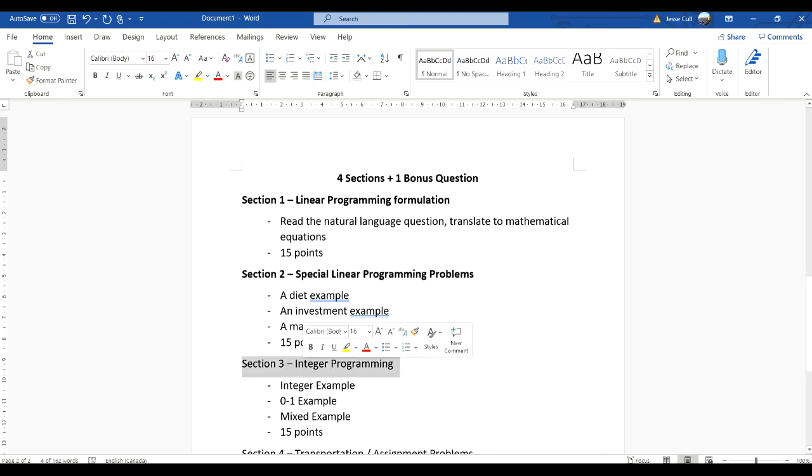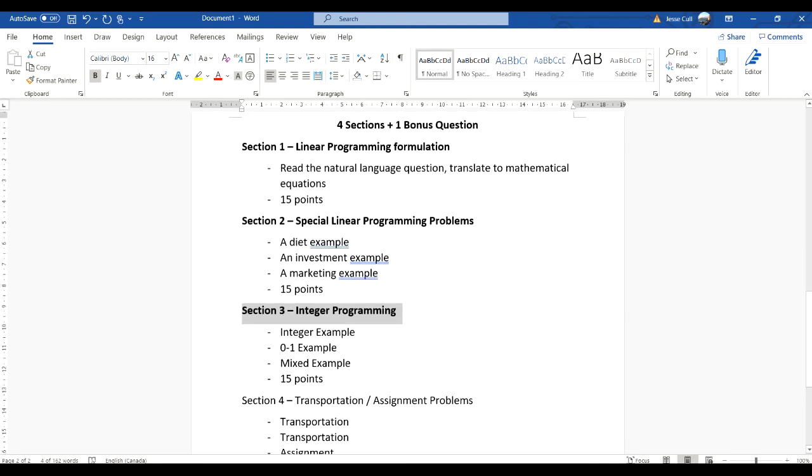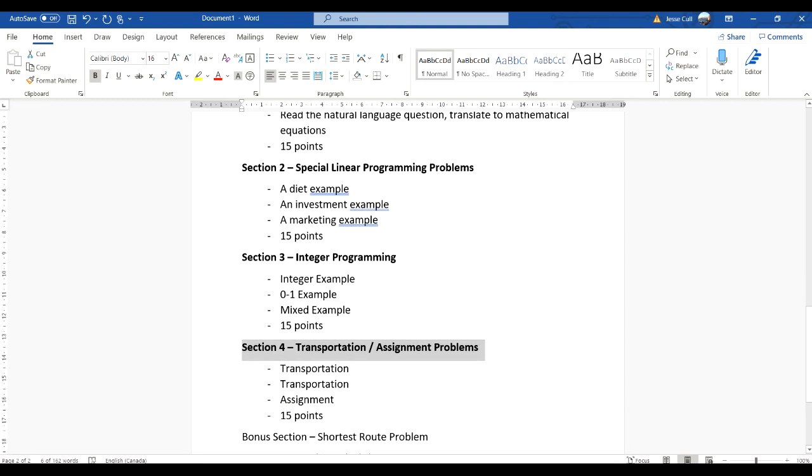Section 3 will be integer programming. We will look at integer examples, a 0-1 example, and a mixed example. That will be a total of 15 points also. Finally, in section 4, we will look at transportation and assignment problems. Transportation will be the heavy focus. We will have some questions concerning assignment problems.